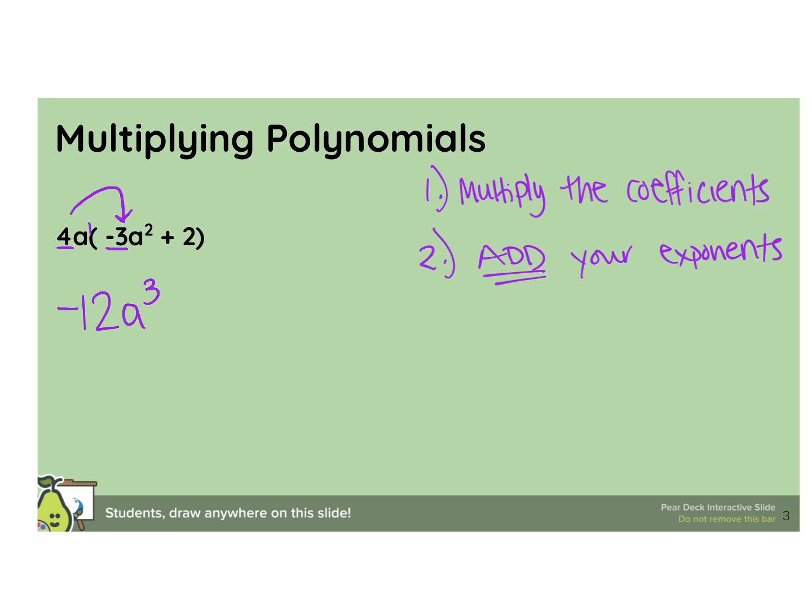Put my plus sign because there's a plus sign. 4 this time times 2 is 8. And then there's just 1a, so I don't have to add any exponents. I'm done. So coefficient times coefficient, and then exponent plus exponent. And that's it.